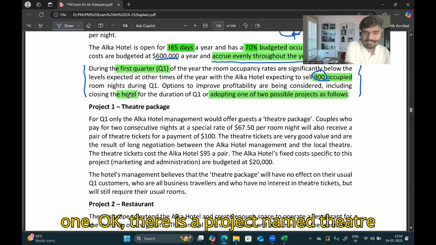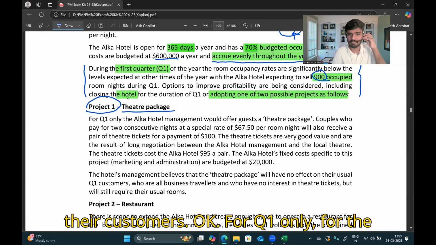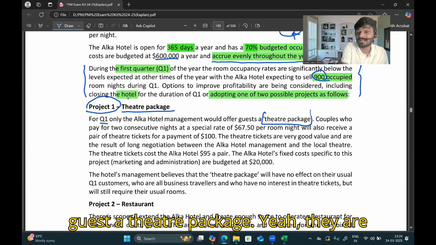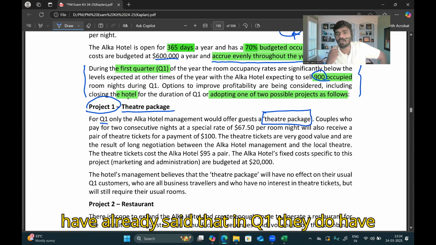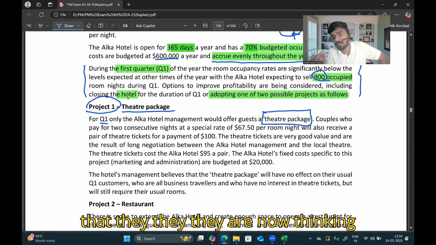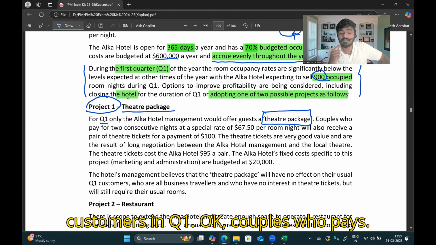There is a project named theater package. They are trying to give a package to their customers. For quarter 1 only, Alka Hotel would offer guests a theater package. We have already said that in Q1 they have a lower occupancy rate. In order to counter that, they are now thinking about project 1, giving a theater package to their customers in Q1.